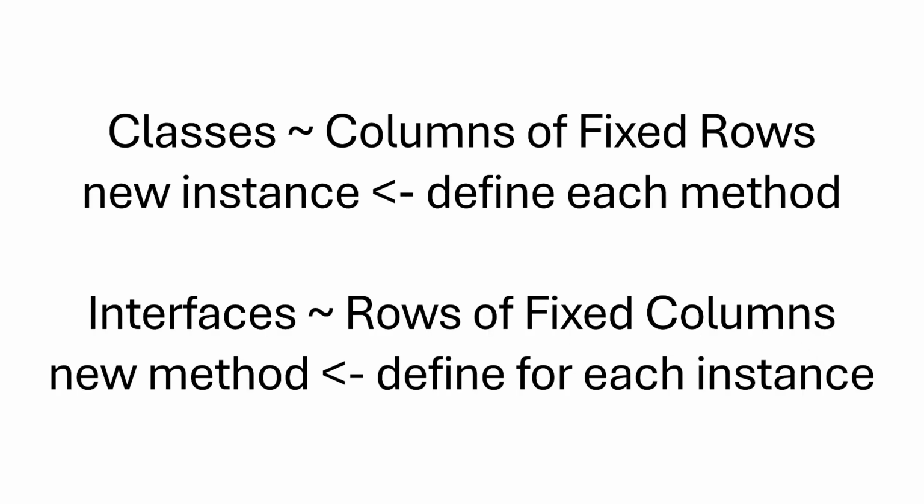This also means that if we want to instantiate a new class, we would define a new function for each one of the methods to create a new instance of the class. But if we want to create a new interface, a new method, we would need to define it for each one of the different instances, each class instance. It basically means that we are either adding in a new column and defining each row, or adding in a new row and defining each column.